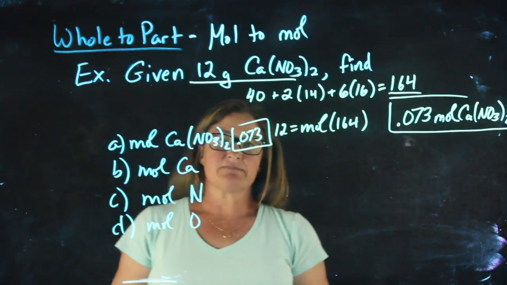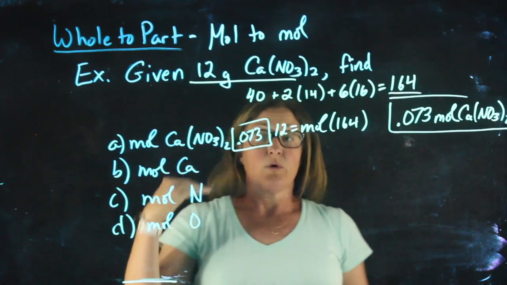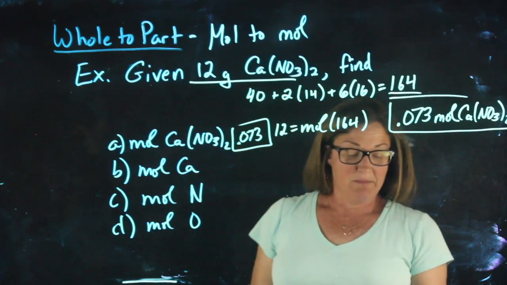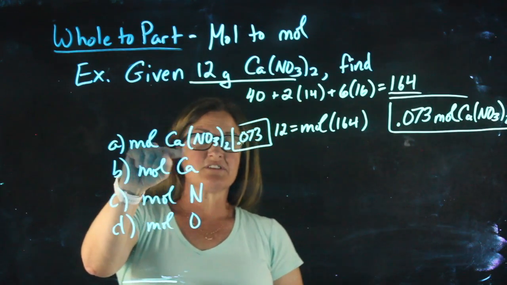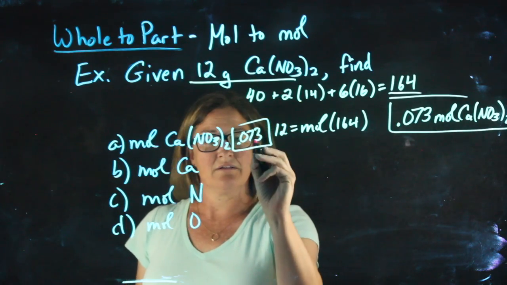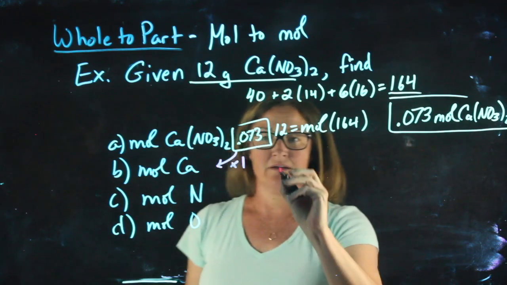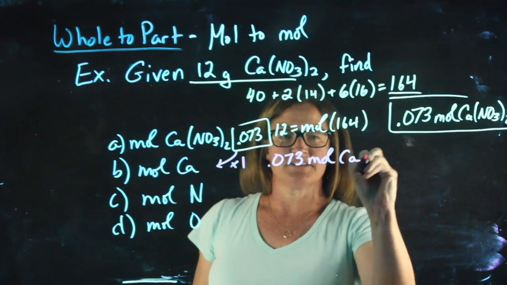Just like we did in the last part where we went from whole to part, from molecules to atoms, when we're going from moles of whole to moles of part, we're going to multiply by the subscript, or by the number in each. How many calciums are in each molecule? Just 1. So to go from here to here, I'm going to multiply by 1, giving me 0.073 moles of Ca.